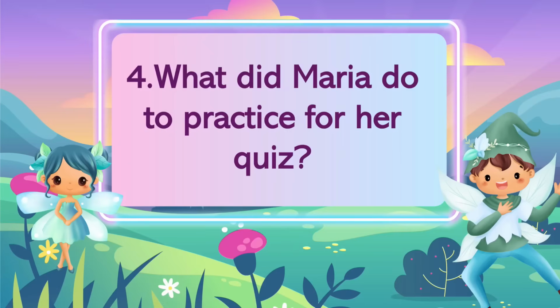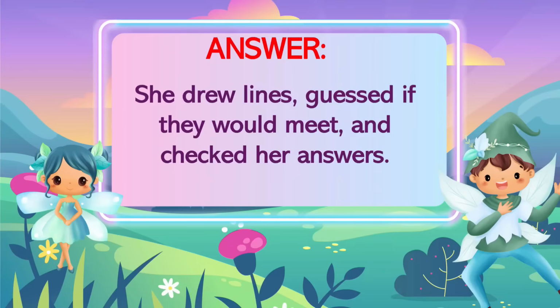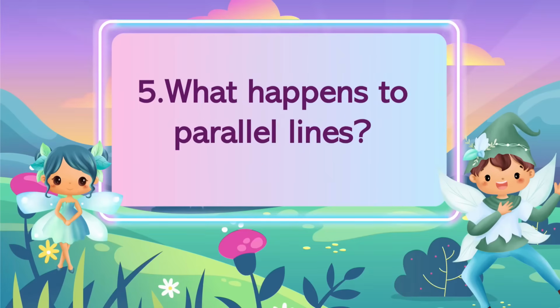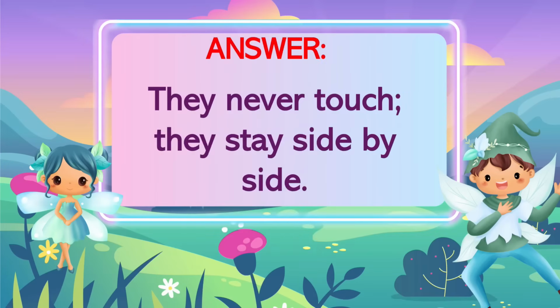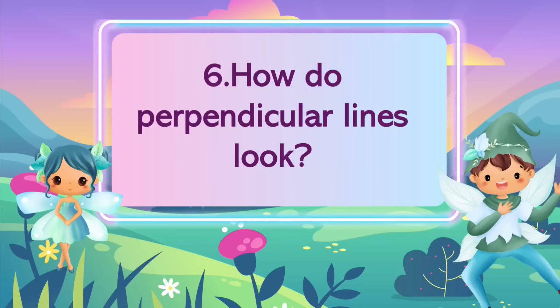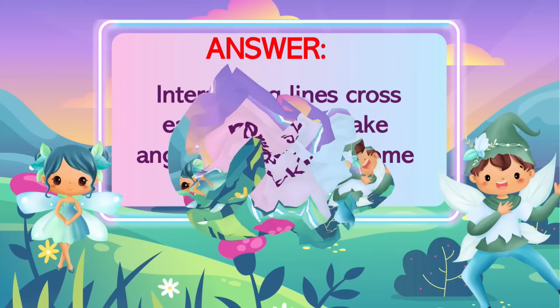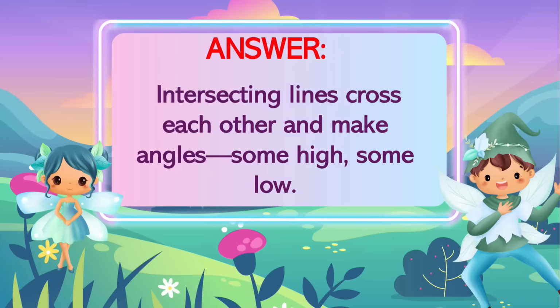What did Maria do to practice for her quiz? She drew lines, guessed if they would meet, and checked her answers. What happened to parallel lines? The answer is they never touch. They stay side by side. How do perpendicular lines look? Intersecting lines cross each other and make angles, some high, some low.